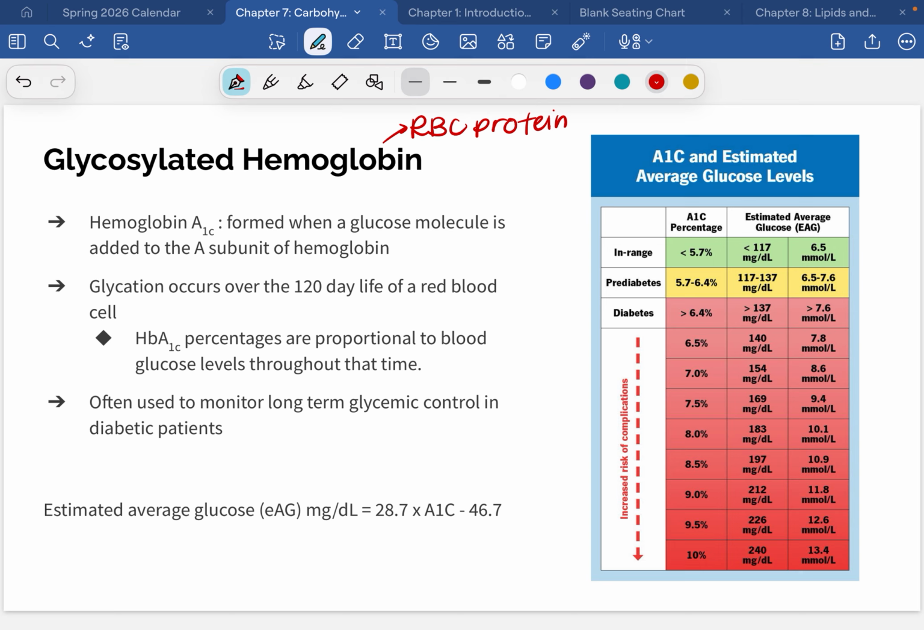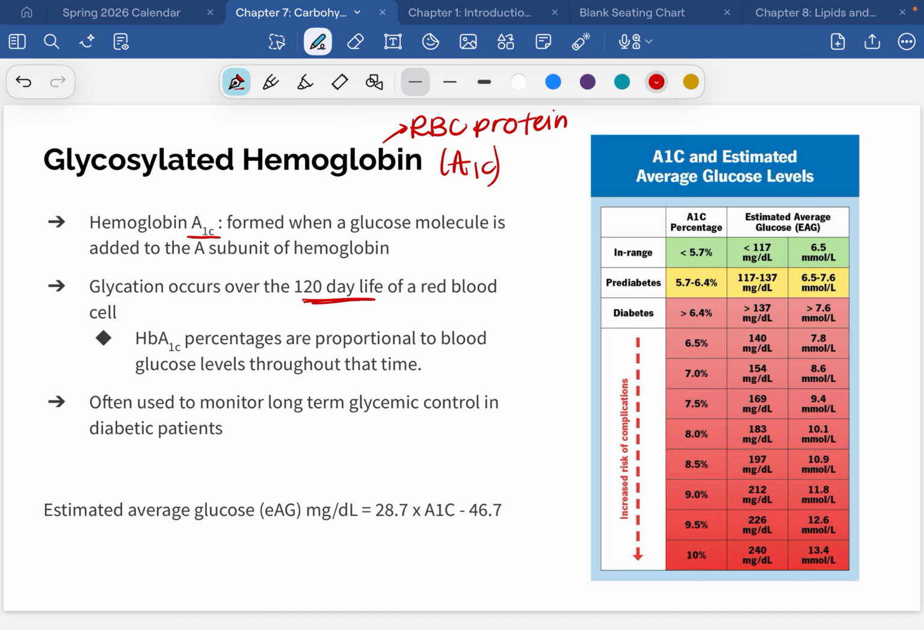And in the process of a red blood cell existing, in the 120-day lifespan of a red blood cell, sometimes that hemoglobin has a glucose molecule attached to it. And that is what glycosylated hemoglobin is, or hemoglobin A1C. That's another name for it.